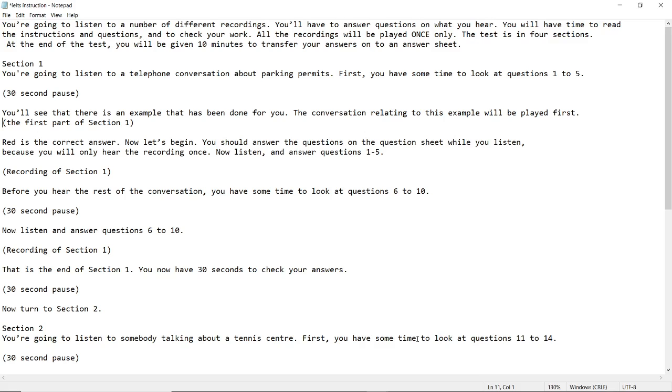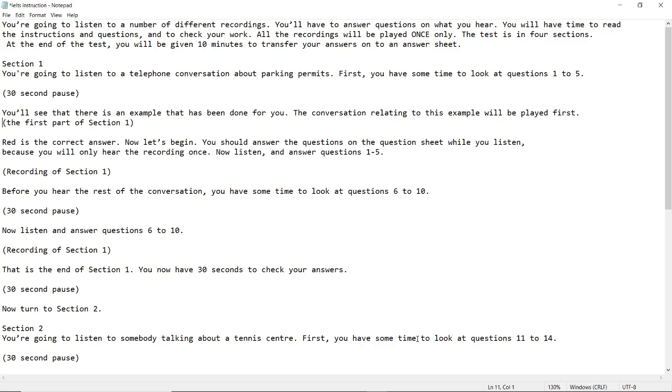You are going to listen to a number of different recordings. You will have to answer questions on what you hear. You will have time to read the instructions and questions and check your work. All the recordings will be played once only. The test is in 4 sections. At the end of the test, you will be given 10 minutes to transfer your answer onto an answer sheet.